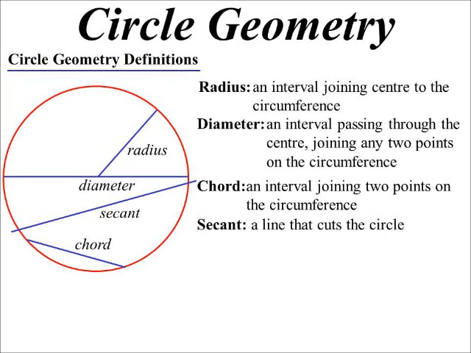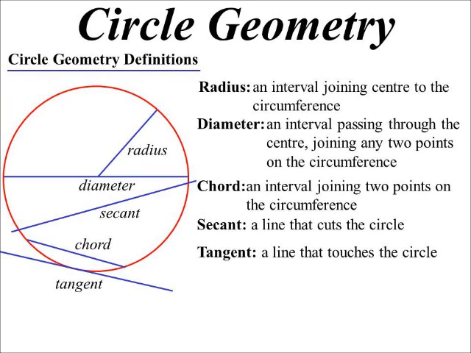A secant is not an interval, but a line. So it extends through the circle. So a secant doesn't stop at the circumference. So it just cuts the circle, any line that cuts the circle. Tangent, well, hopefully we know that one. That's the line that just touches the circle. So it doesn't actually go inside the circle.